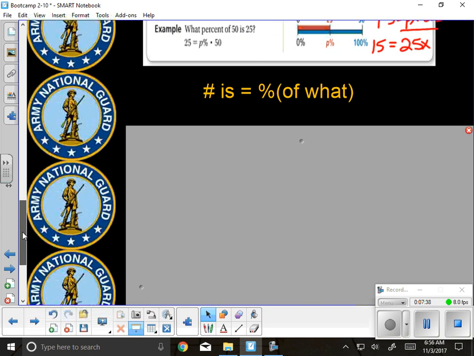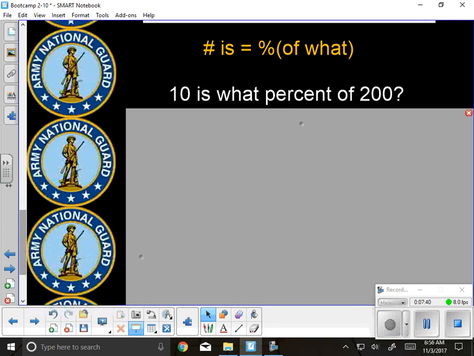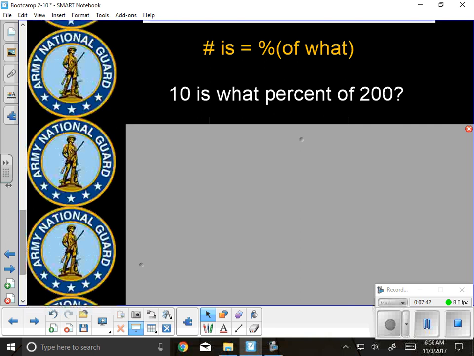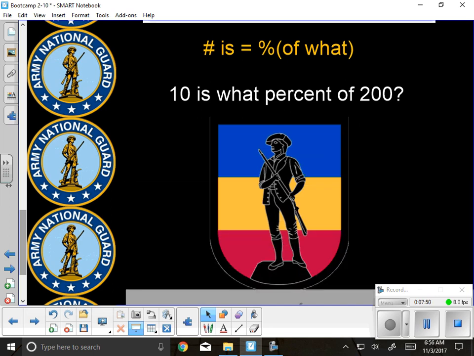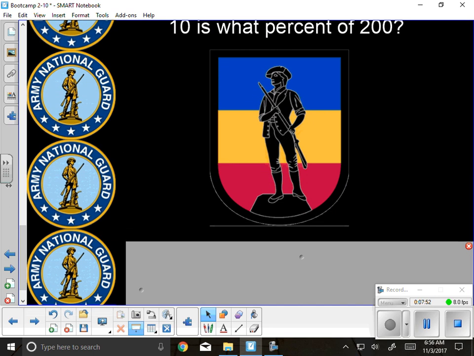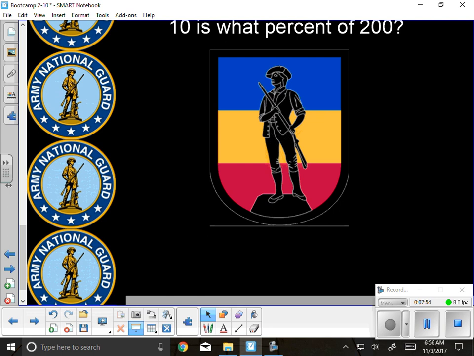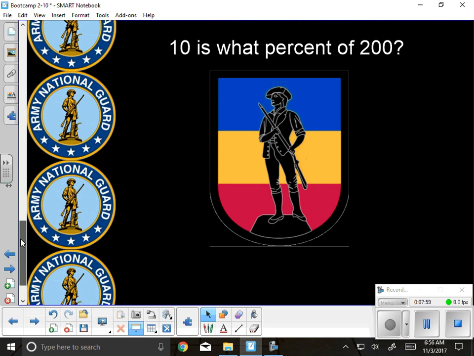Now we're going to go through a little example on how to do that. Here's what it's going to look like: number equals percent times of what? Because remember, with multiplication, it needs to be within parentheses. So again, 10 is what percent of 200? We're trying to figure out what percent.